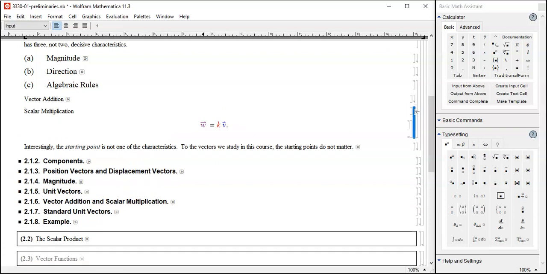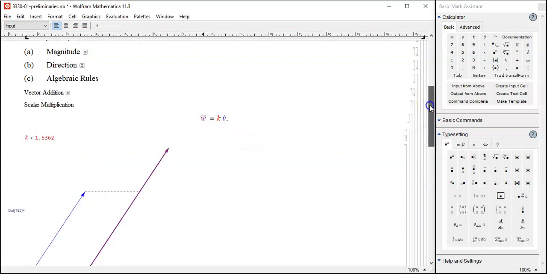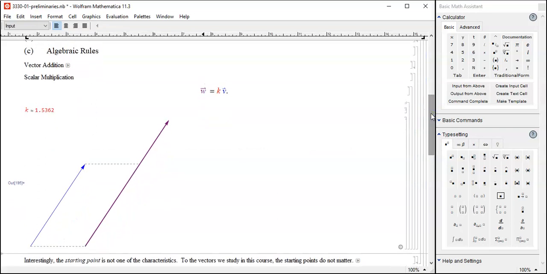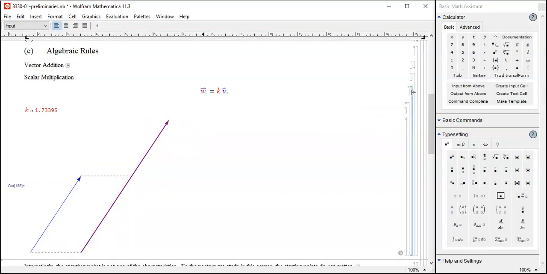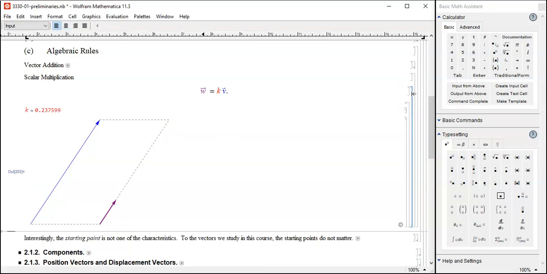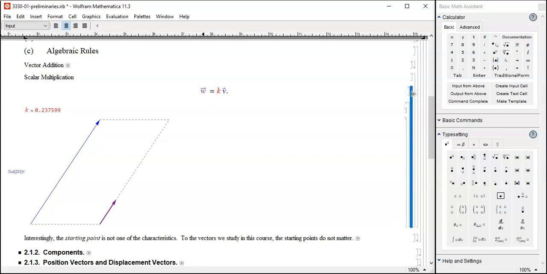Next, scalar multiplication. It is just multiplying by a real number, which we call a scalar. In this particular case, we are multiplying the blue vector by 1.53 something, about 1.5. So this purple vector is pointing toward the same direction, but about 54% longer. So, okay, it's a little bit longer than 1.5. Let's run it again. And this time even longer, 1.7 something is multiplied. And this time, a heck of a lot shorter because we are multiplying by only 23.7% or something.